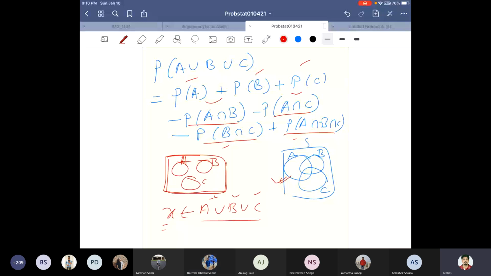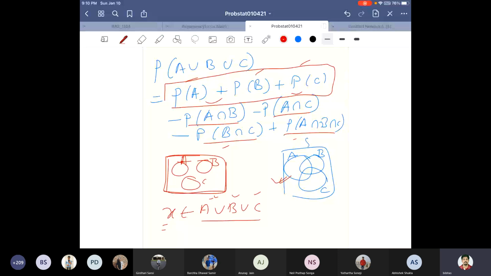So if A, B, C are disjoint, we directly know from postulate 3 that the probability of A union B union C is equal to the sum of the probabilities of A, B, and C. So if they're disjoint, then this equals this one.